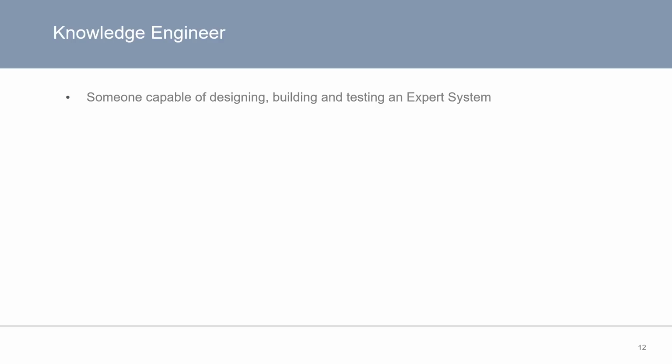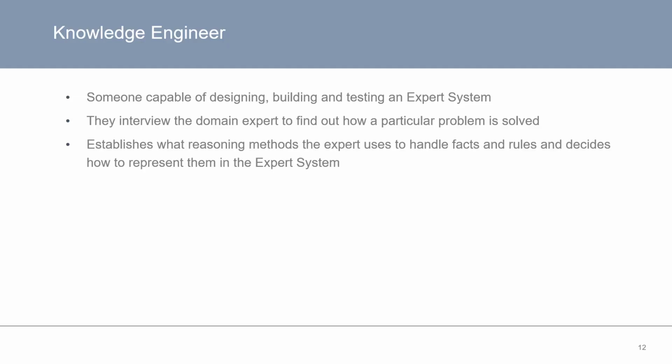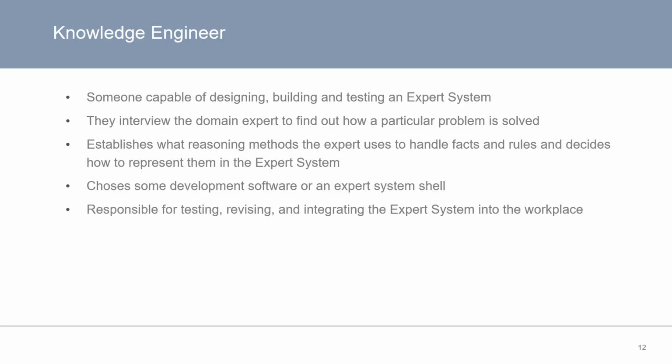Then there's the knowledge engineer, who's somebody who's capable of designing, building, and testing an expert system. Their first job is to interview the domain expert to find out how a particular problem is solved. They establish what reasoning methods the expert uses to handle facts and rules, and decide how to represent them in the expert system. The knowledge engineer is also usually responsible for choosing some development software or an existing expert system shell with which to build the expert system. They're also responsible for testing, revising, and integrating the expert system into the workplace.